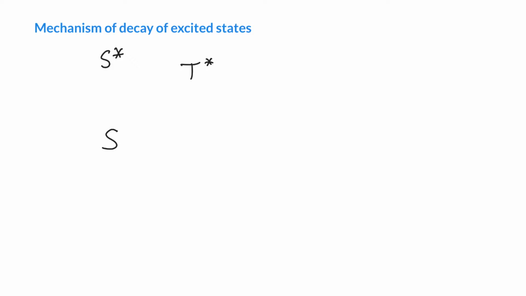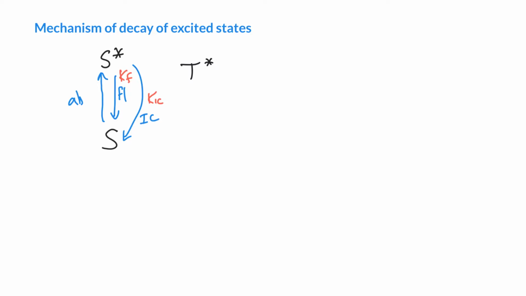So we can go from S to S star through absorption. We can go back from S star to S through fluorescence, and we can give it a rate constant K sub F. We can go from S star to S through internal conversion. Internal conversion is a process where we have a non-radiative transition. Essentially the molecule, instead of kicking off photons, dumps that energy into surrounding solvent molecules.